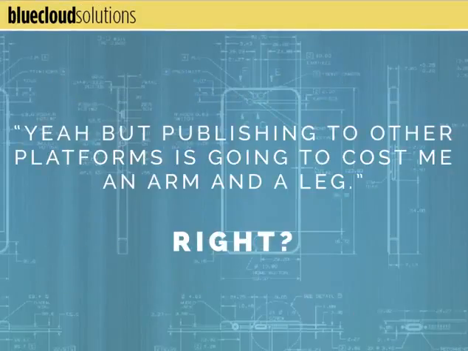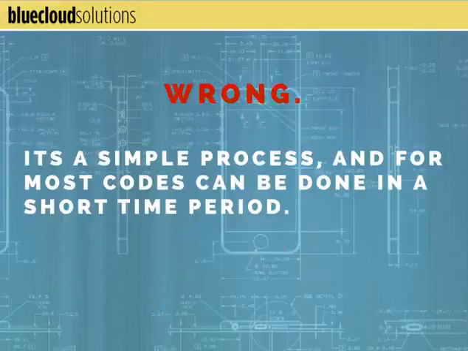So, an obvious question is, but publishing to other platforms is going to cost me an arm and a leg, right? A lot of people think, well, if I go over to Google or if I go over to Amazon, this is going to cost me a ton of money. And the short answer is that's not true at all. It's a much simpler process. And you can get a lot of code done in a very short period of time.